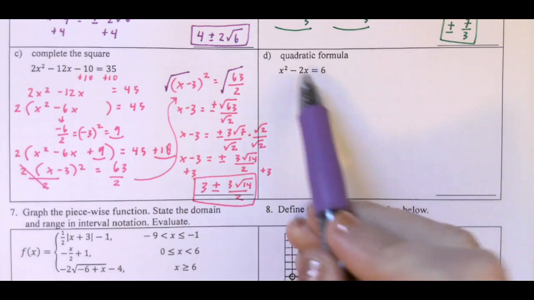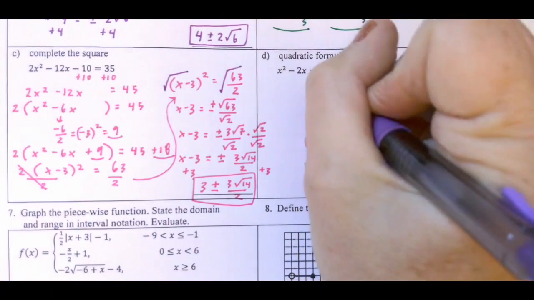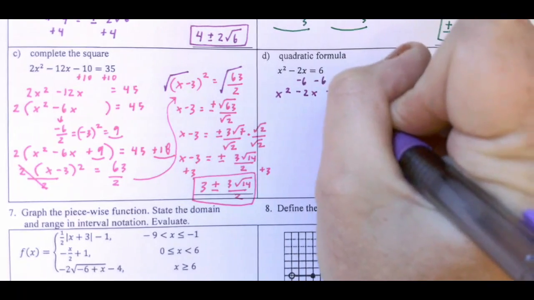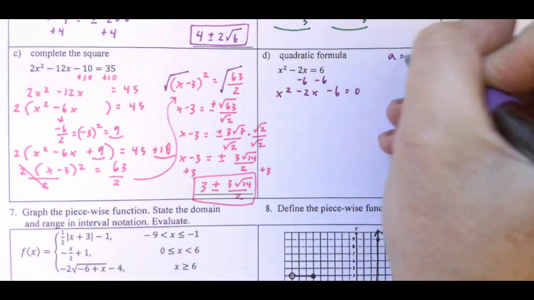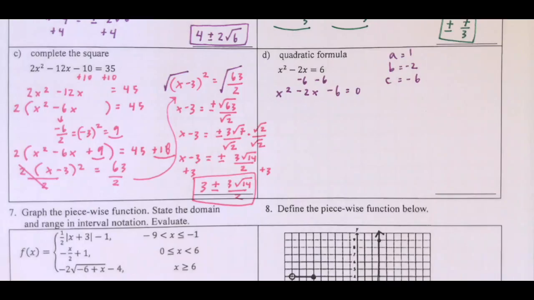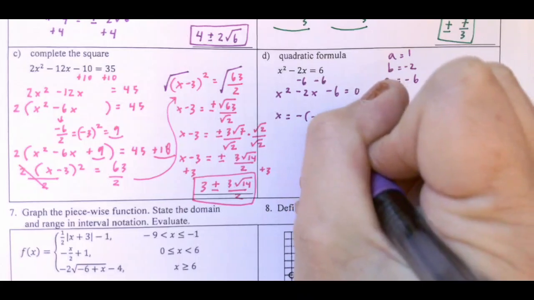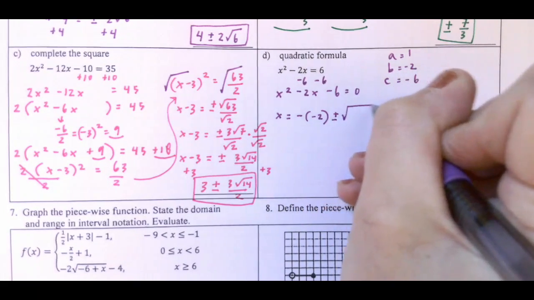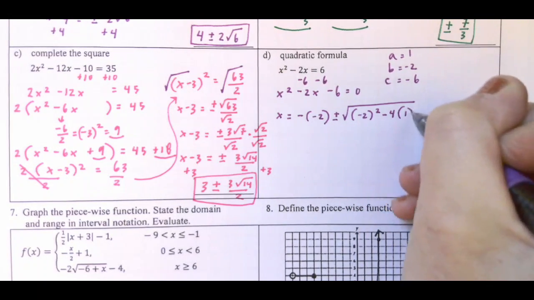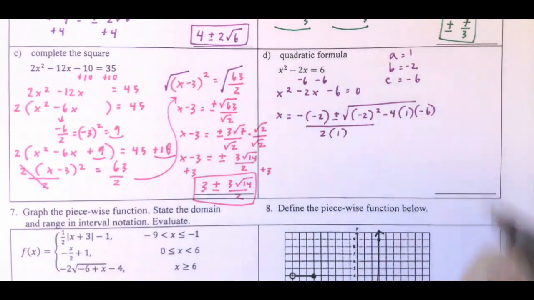Okay, last one is quadratic formula. So here first, I need my equation to be set equal to 0. So I'll subtract that 6 to the other side. x squared minus 2x minus 6 equals 0. So a is 1, b is negative 2, c is negative 6. Okay, plugging into the quadratic formula, x equals negative b. So a negative 1 times a negative 2 plus or minus square root b squared, so negative 2 squared, minus 4, a is 1, c is negative 6, all over 2a, 2 times 1.